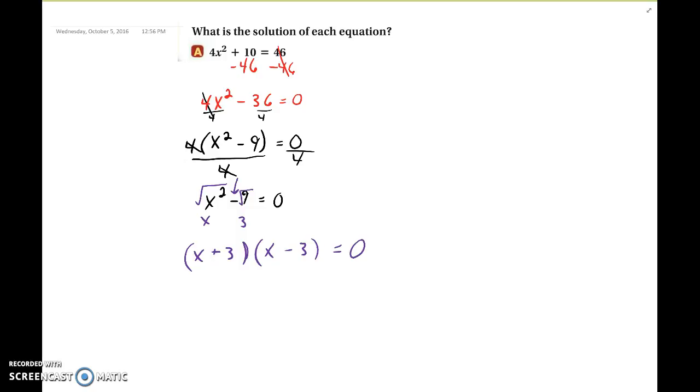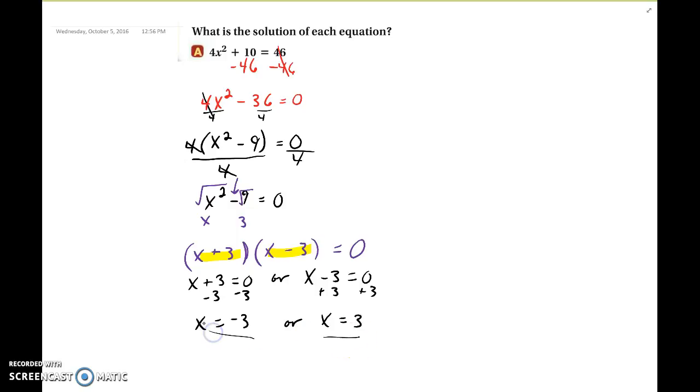And remember, anytime we have two factors that multiply to equal 0, that means one of them has to be 0, so we set each of them equal to 0. x plus 3 is equal to 0, or x minus 3 is equal to 0. We subtract 3, so x is equal to negative 3. We add 3, or x is equal to 3. All right, so that was the method that we learned before. We solved it through factoring.